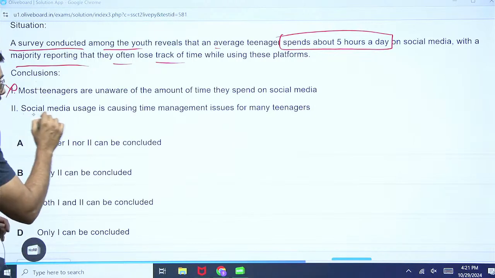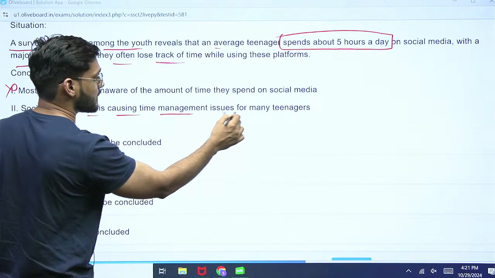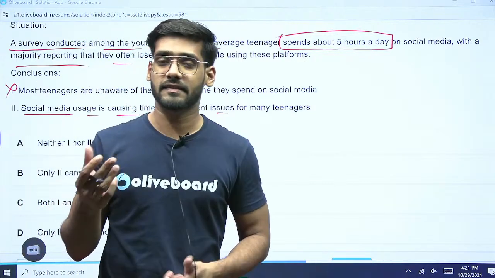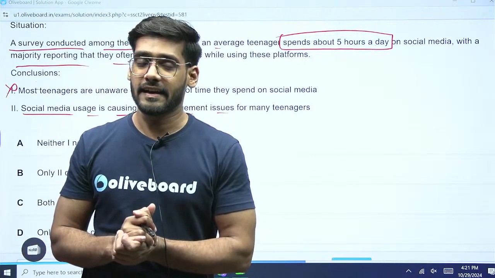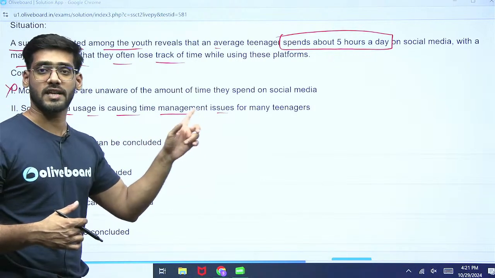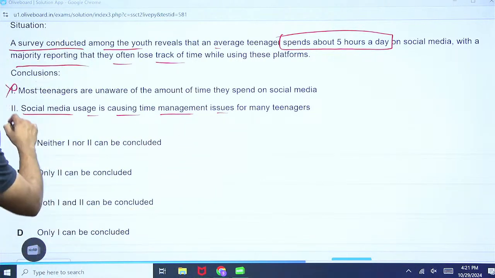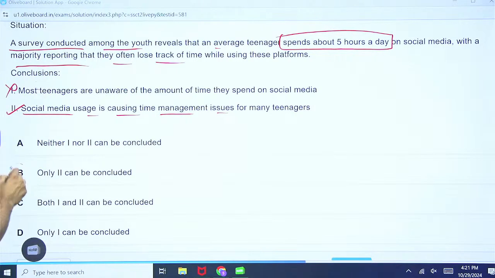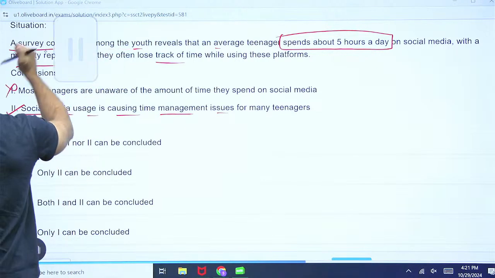Second one, social media usage is causing time management issues for many teenagers. Since they are losing their track, this will result in time management issues. This one is the right conclusion that we can conclude from the situation. So only two can be concluded. Next question.